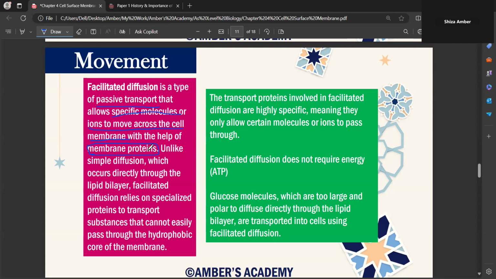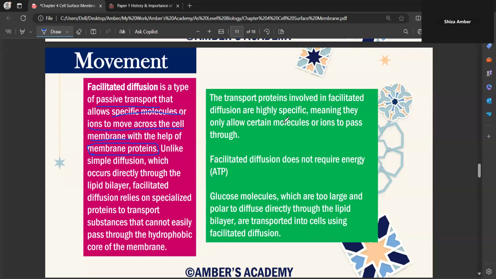Unlike simple diffusion, which occurs directly through the lipid bilayer, facilitated diffusion relies on specialized proteins to transport substances that cannot easily pass through the hydrophobic core of the membrane. Remember that there are many fatty acid tails. When they are in a bilayer manner, they form a hydrophobic core, which does not allow polar molecules to pass through. So this is why facilitated diffusion is there, to facilitate the diffusion of those molecules which cannot pass through simple diffusion.